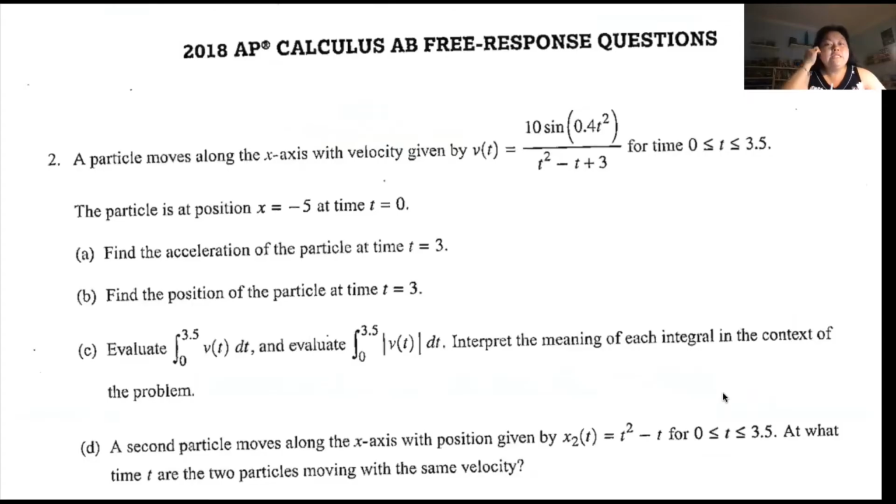Okay, so we're on 2018 FRQ number 2, and this is still the calculator portion. It says a particle moves along the x-axis with a velocity given by v of t, this awesome formula here, between t equals 0 and 3.5 seconds. The particle is at position x equals -5 at t equals 0. So that's the initial position, right? So it says find the acceleration of the particle at time t equals 3.